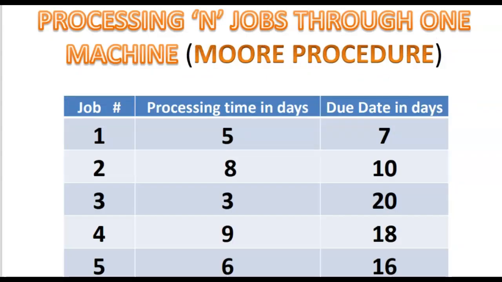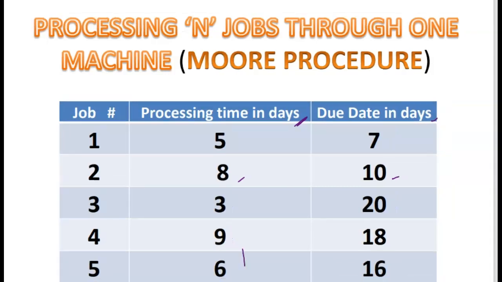Now, let's consider this example. You have 5 jobs, jobs 1 to 5. Look at the processing time. For job 1, the processing time is 5 days, while the due date is 7 days. For job 2, the processing time is 8 days, and the due date for submission to the customer is 10 days. You can see that from job 1 to job 5.